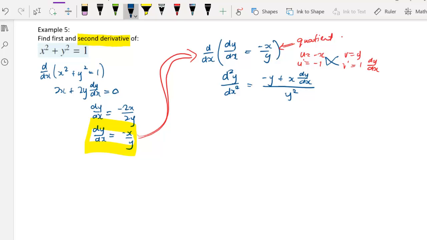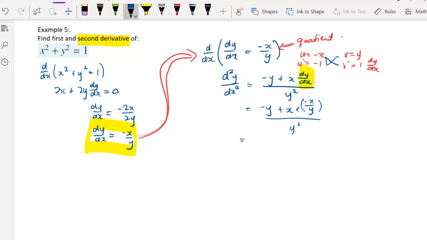Now there's only one slight problem, and it's this. We've got this dy/dx in there, and we need to be able to replace that. Now the good thing is we know what dy/dx is equal to. We know that it's equal to -x on y, so we can replace that. So now we have -y plus x multiplied by -x on y over y squared.